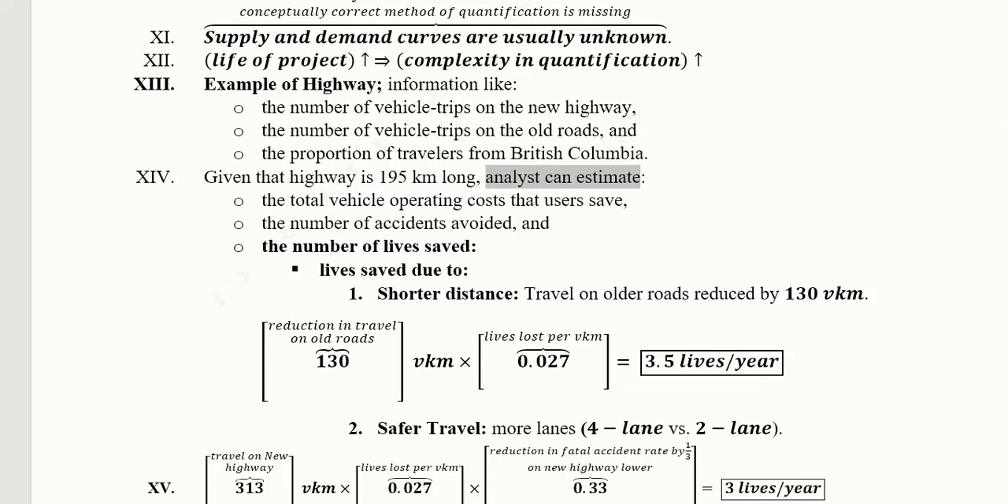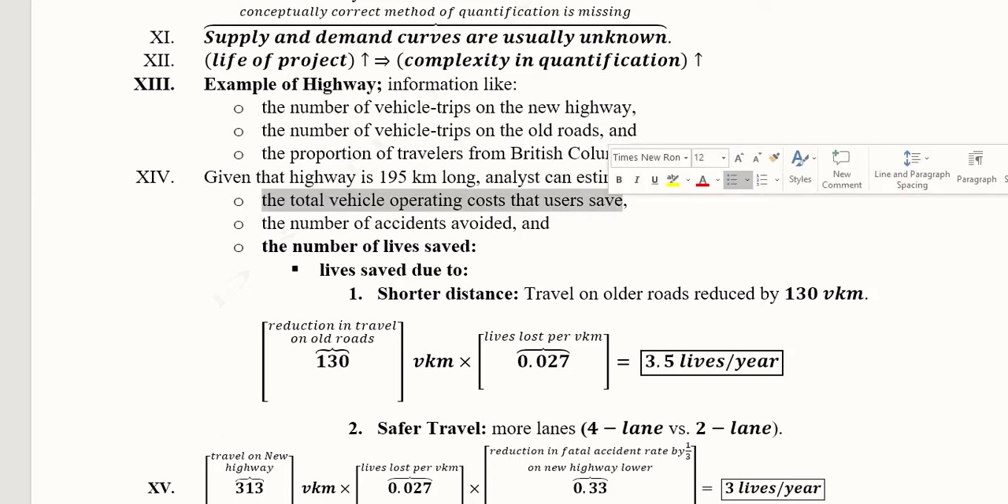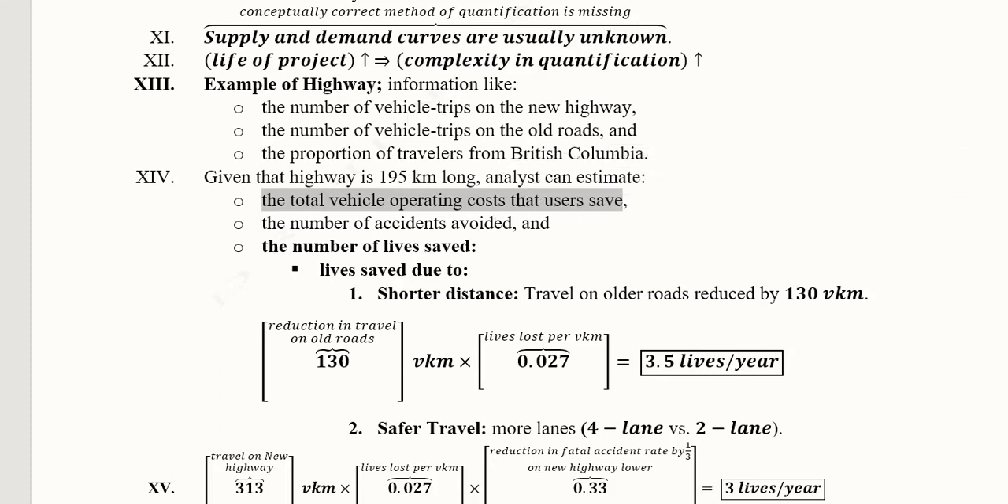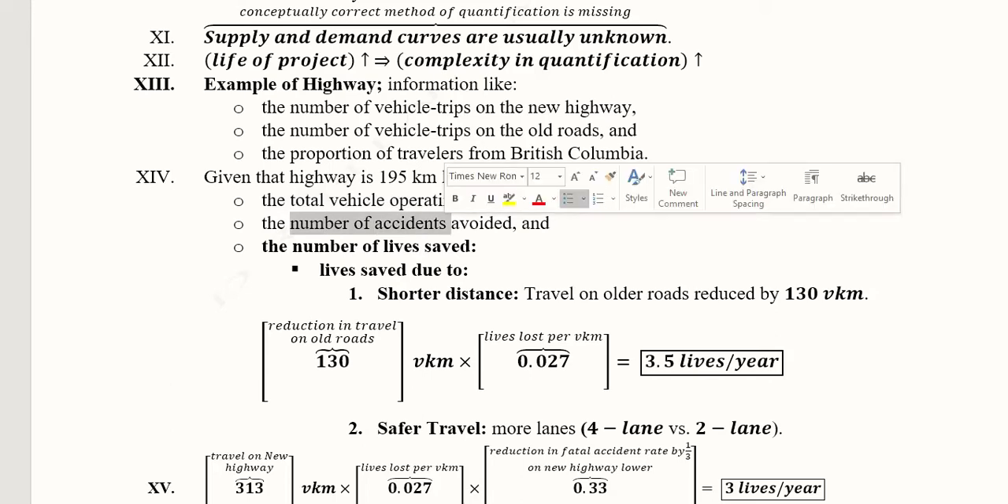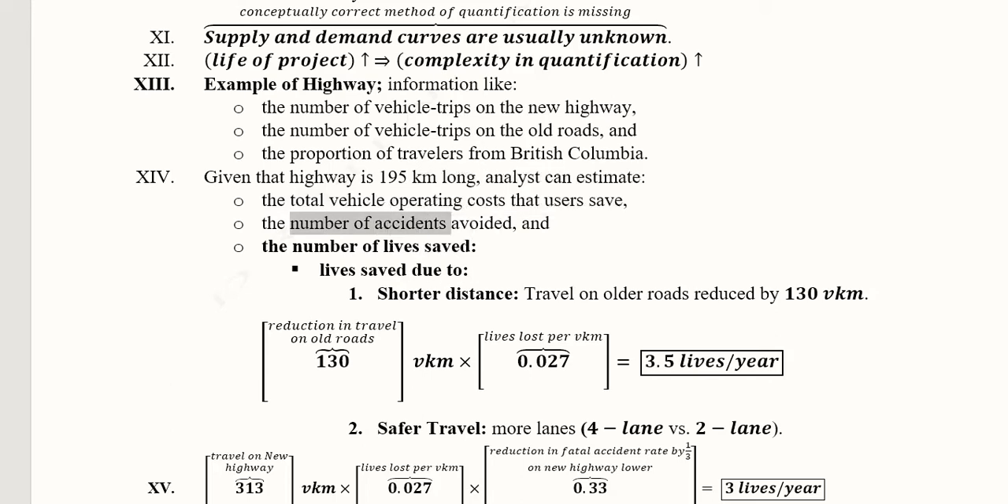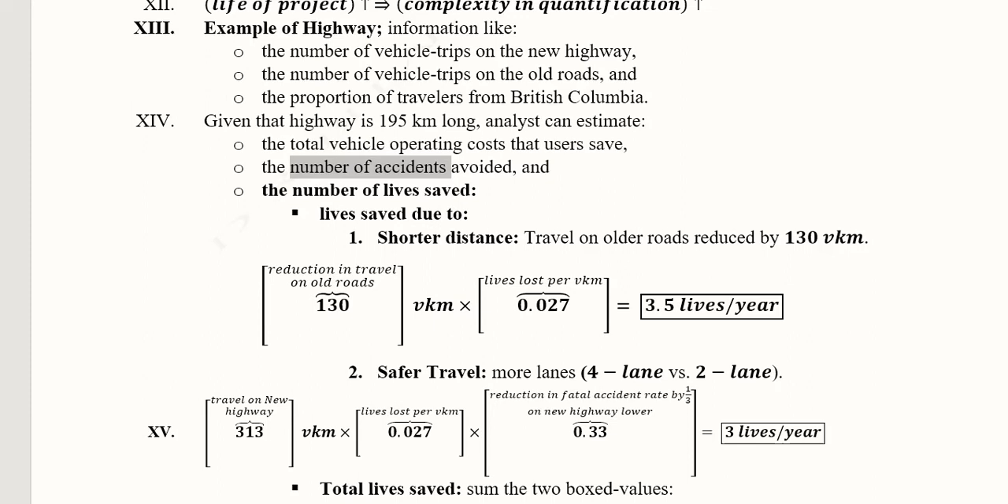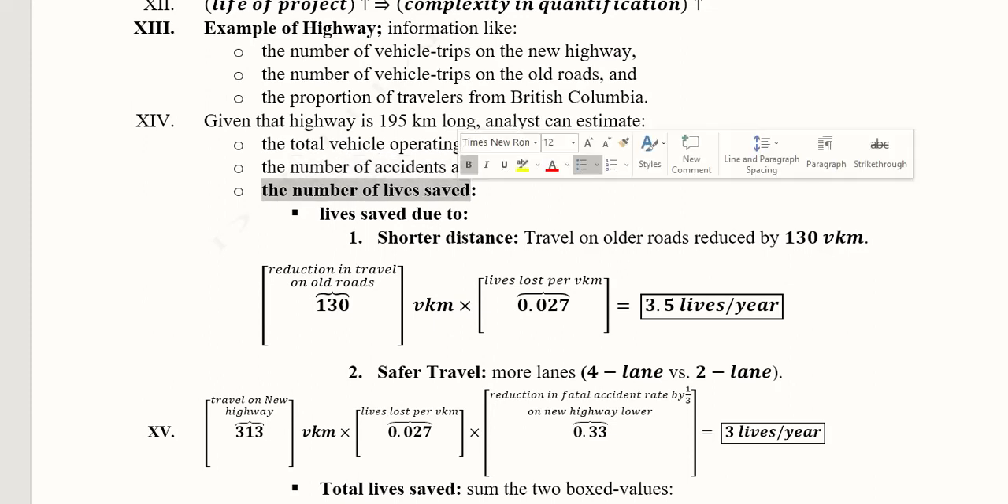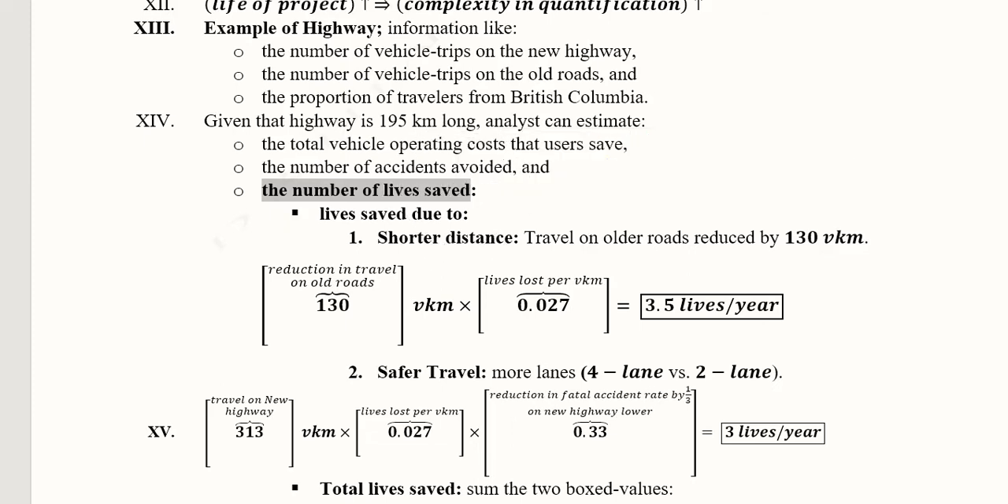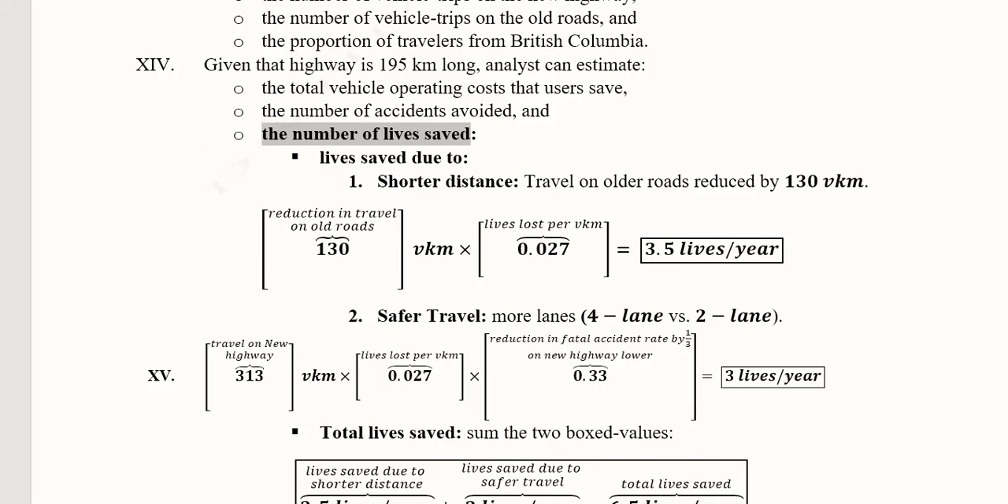For example, they can estimate the total vehicle operating costs that users save. They can also try to estimate the number of accidents that are avoided due to the newer highway. And most importantly, they can try to find out the number of lives that are saved due to this highway. So let's try to delve deeper into this variable.